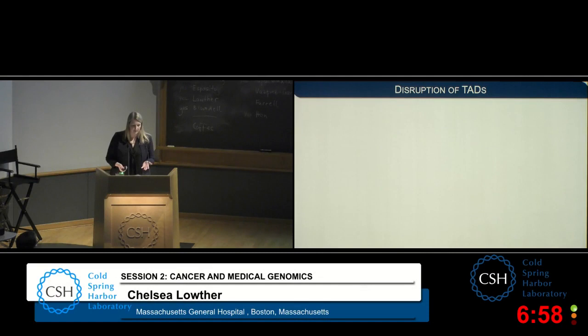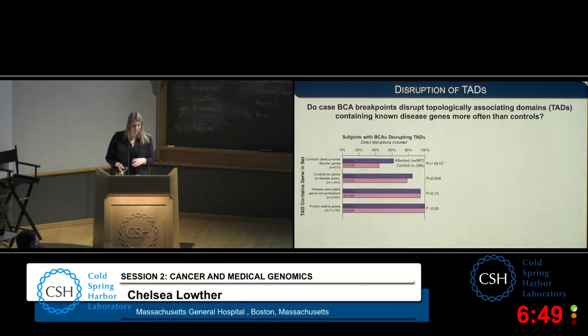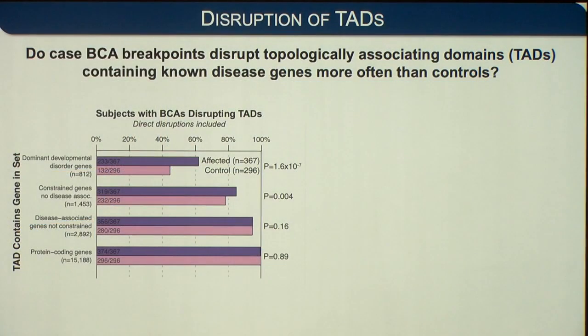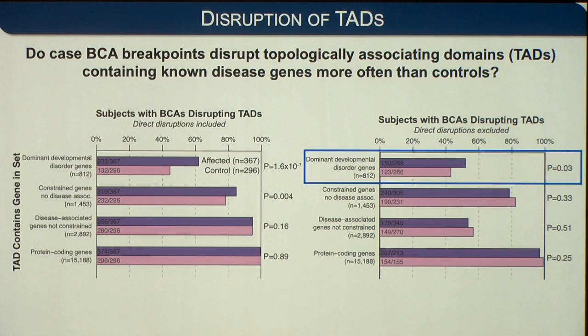Now, in contrast, when we look at the fraction of cases with a BCA that disrupts a TAD containing a known disease gene, we see a significant enrichment, again, for our tier 1 genes when all breakpoints are included, as well as when the direct disruptions are excluded. So this provided some additional evidence to suggest that TAD disruption might be associated with pathogenic positional effects.